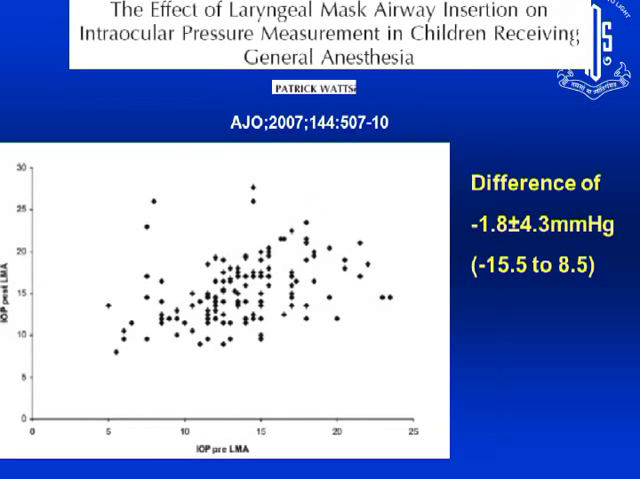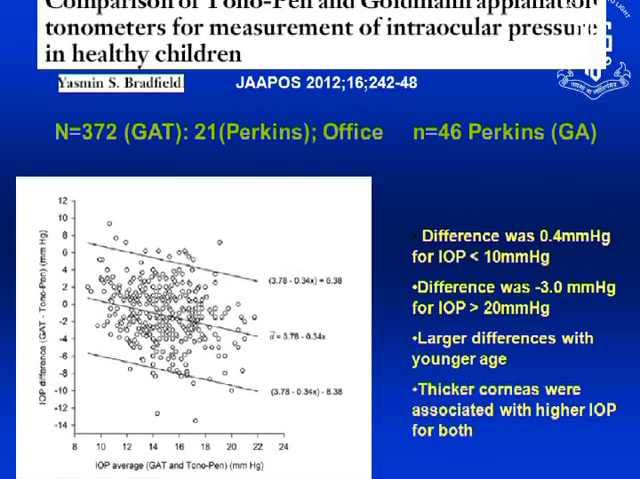A laryngeal mask insertion is often used to facilitate anesthesia in children. And this study found that there is a significant elevation of intraocular pressure when you introduce an LMA. Therefore, it is important to check the IOP before the insertion. Some of the most common instruments used for IOP measurement are the Tonopen and GAT in children.